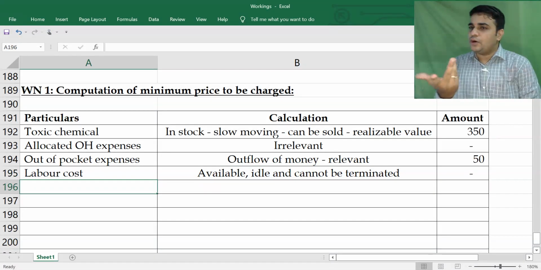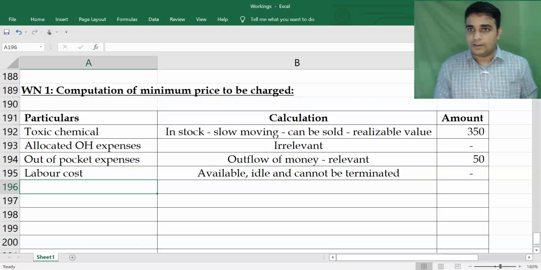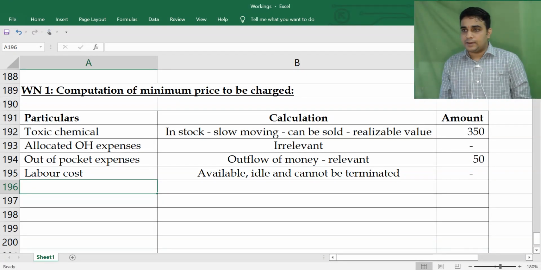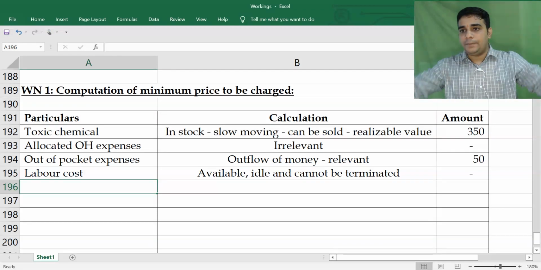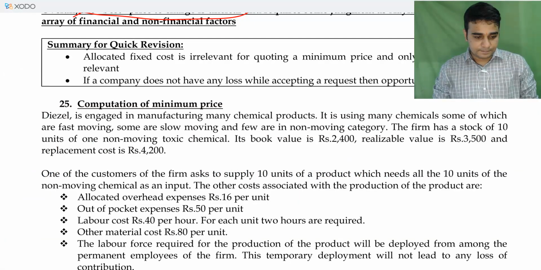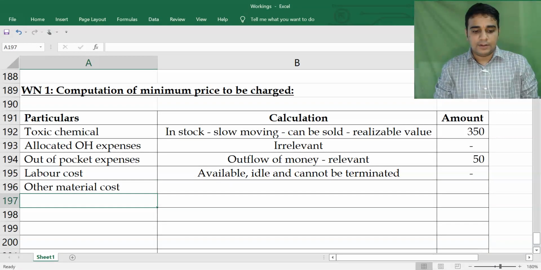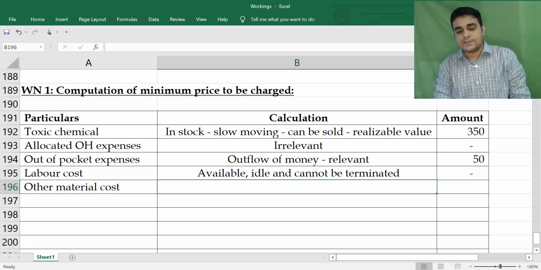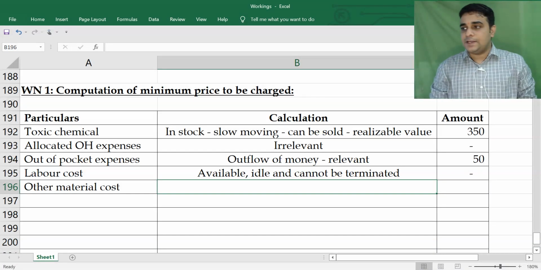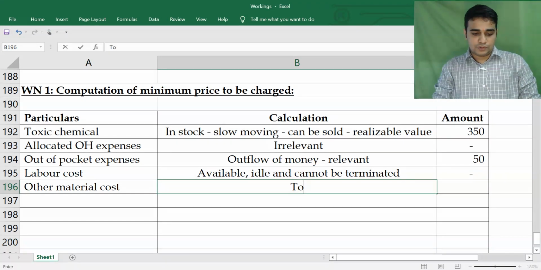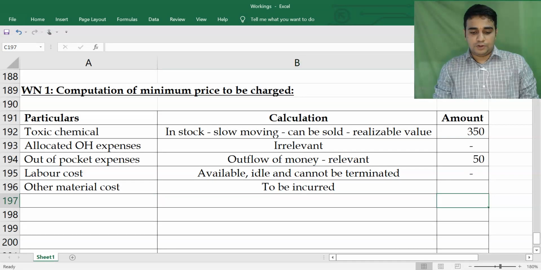If there was no extra note, we would have taken the entire labor cost to be relevant. Available, idle and cannot be terminated. Other material cost. Any extra explanation? So to be incurred then.